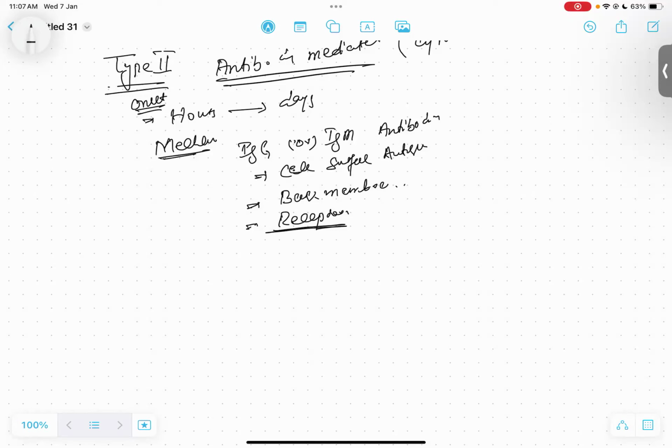Myasthenia gravis is very common. We discussed the test regarding this disease two days earlier. Myasthenia gravis is also an example. Like IgA nephropathy.